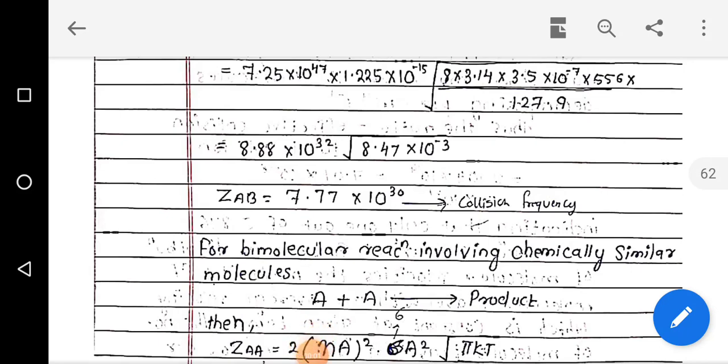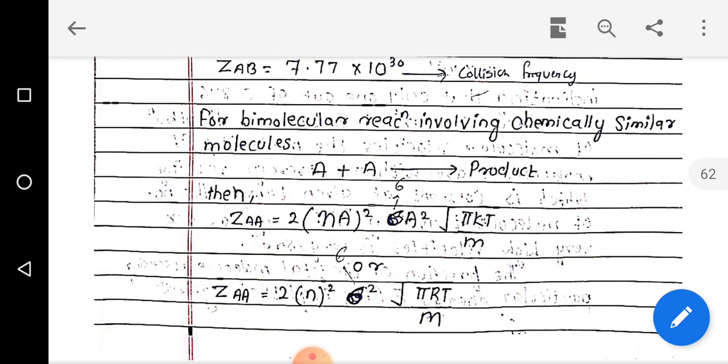Simplifying the value of 7.25 into 10 to the power 47 into 10.225 into 10 to the power minus 15. Though both calculations simplify, we will get 8.88 into 10 to the power 32. In the bracket, the simplified value is 8.47 into 10 to the power minus 3. So finally, simplifying the above calculations, we will get ZAB is equal to 7.77 into 10 to the power 30, that is the collision frequency.